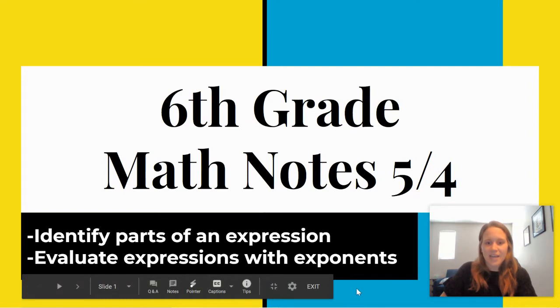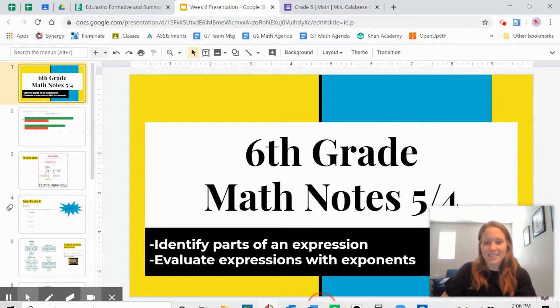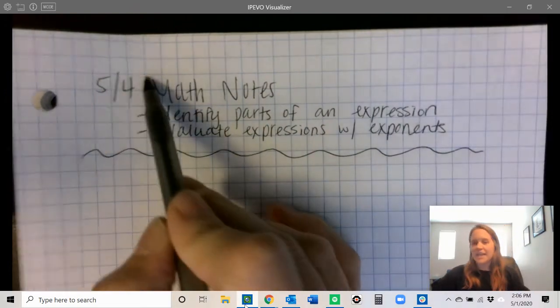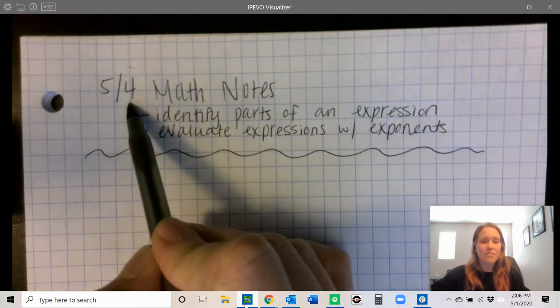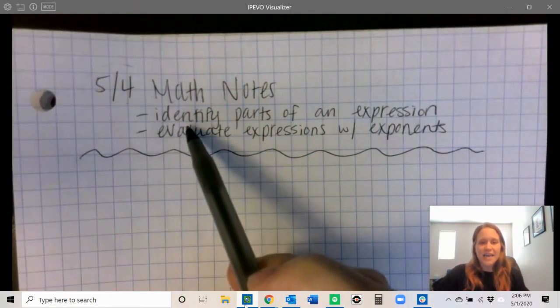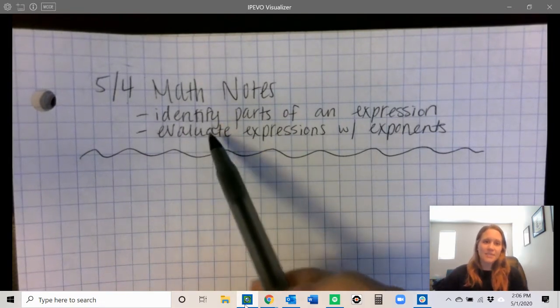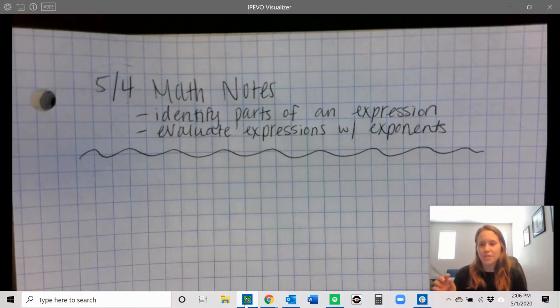Before we dive in, I just want to show you how to set up your notes. Because we're not in Unit 7 anymore, you can just tag your notes with today's date, May 4th. And I like to jot the two topics for today. Sometimes we'll have one topic, sometimes two that are closely related. And those are things we're going to cover today.